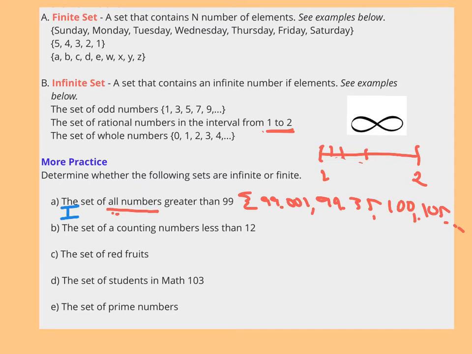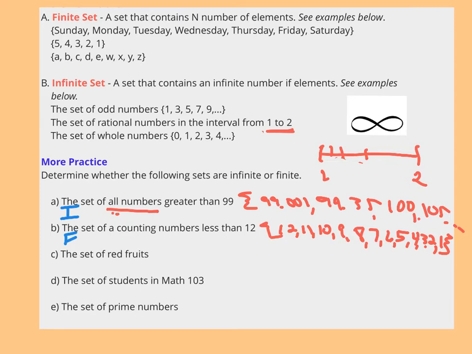Set B says the set of counting numbers less than 12. Well, if we're talking about counting numbers, our first counting number begins with 1, and we're looking at numbers less than 12. So the set could look like 12, 11, 10, 9, 8, 7, 6, 5, 4, 3, 2, 1. And that's my set. So my set actually has a total of 12 elements in it. Because it has a set number of elements, we're going to say that it's finite.